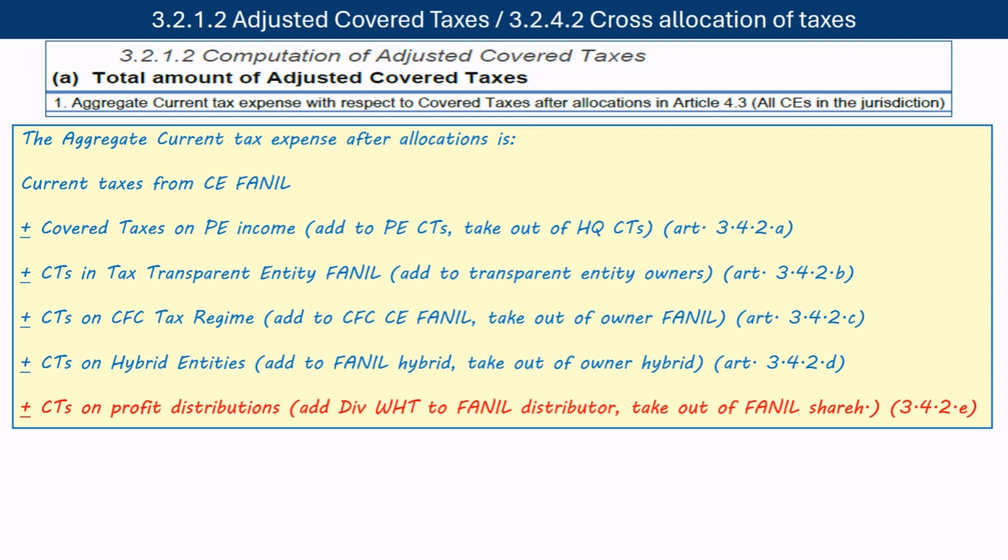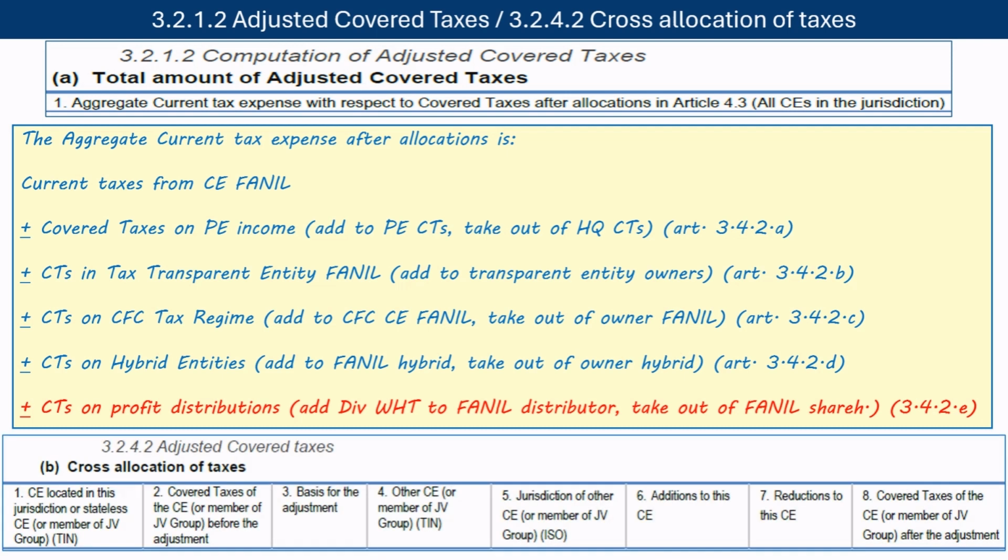But what you can do, and what you have to do under 3.4.2.e, is you take that withholding tax and say, this is an additional tax on top of my subsidiary's GloBE income. And let's see, when I calculate my subsidiary's GloBE income, whether the effective tax rate, taking the local corporate income tax plus the dividend withholding tax together into consideration, is above or below 15%.